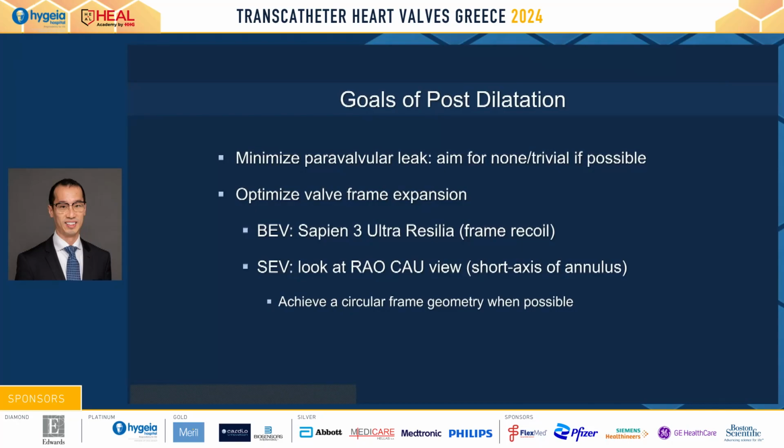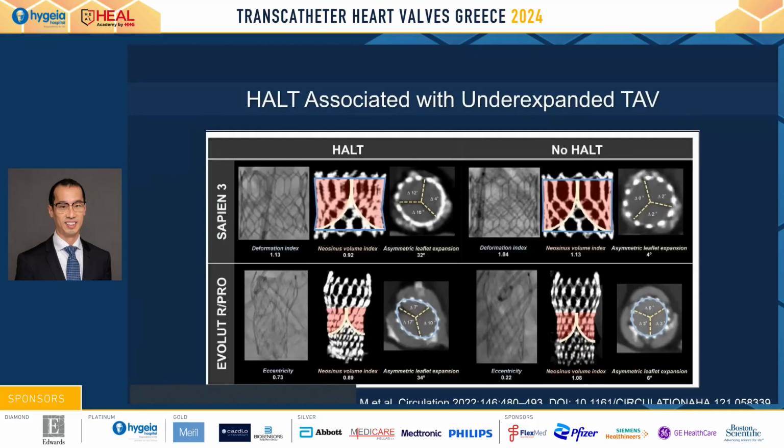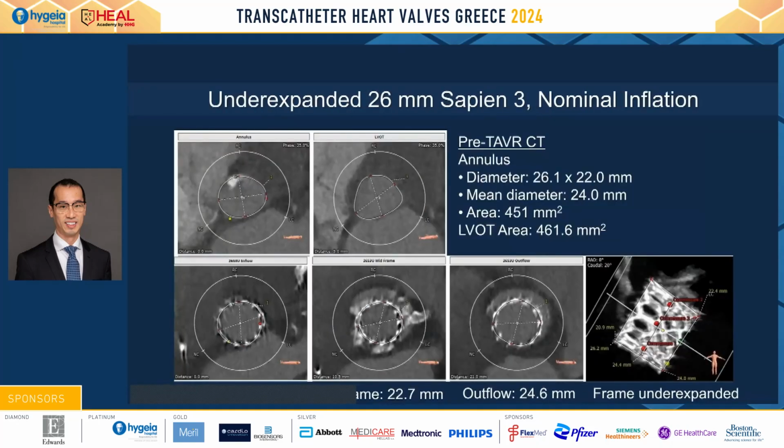The other reason to post-dilate would be to optimize valve frame expansion. In balloon expandable valves we have seen recoil during expansion, such as the Resilia, or in self-expanding valves, looking at the aerial caudal projection and the short axis of the annulus, such that you try to achieve a more circular geometry whenever possible. Here's the seminal paper from Circulation showing that a significant percentage of TAVI devices that we put in actually are underexpanded, and underexpansion is associated with HALT or hypoattenuated leaflet thickening. So you can see that example here.